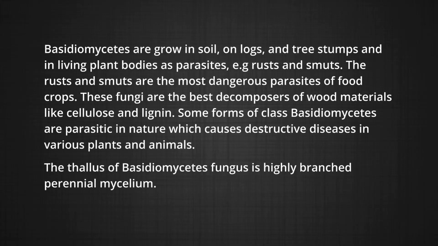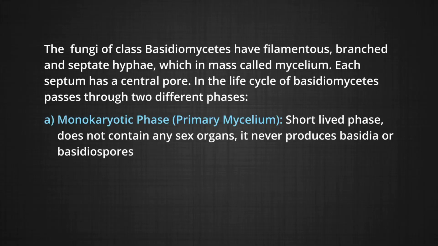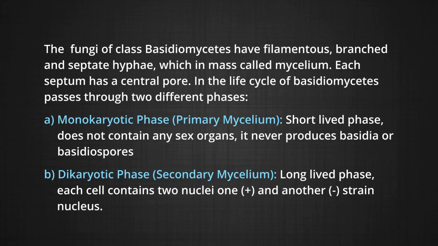The thallus of Basidiomycetes fungus is a highly branched perennial mycelium. The fungi of class Basidiomycetes have filamentous, branched and septate hyphae, which in mass are called mycelium. Each septum has a central pore. The life cycle of Basidiomycetes passes through 2 different phases. Monokaryotic phase: this is the primary mycelium, a short-lived phase that does not contain any sex organs and never produces basidia or basidiospores. Second, dikaryotic phase: the secondary mycelium, which is a long-lived phase. Each cell contains 2 nuclei, one plus (positive) and another minus (negative) strain nucleus.